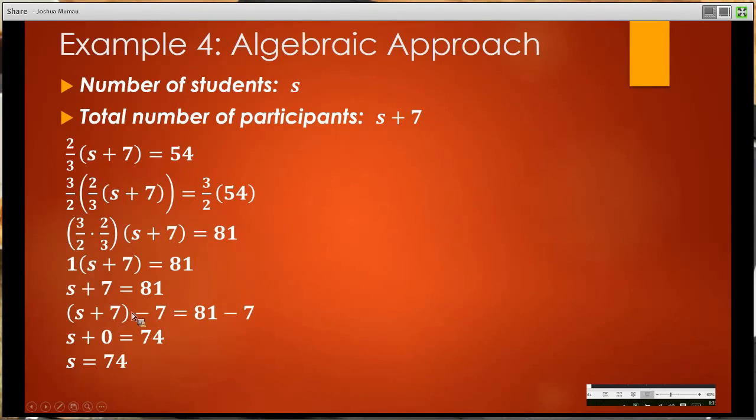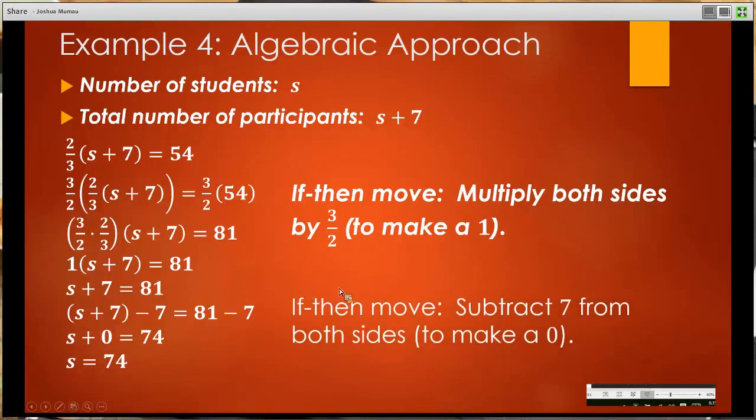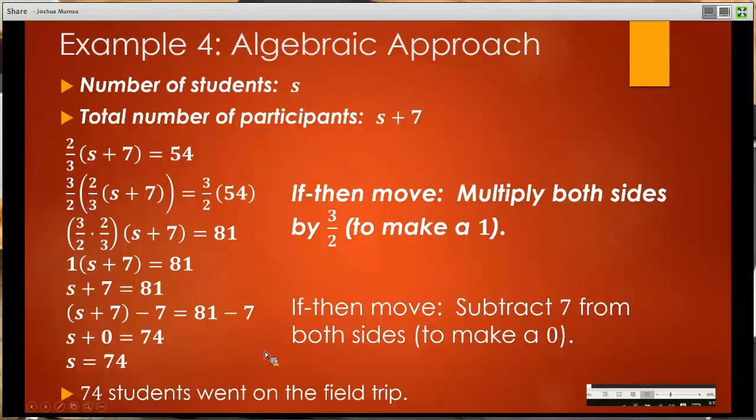We subtract 7 from both sides. When we do that, we get S by itself. We get S equals 74. So our first if-then move, we multiplied both sides by 3/2. Our second one, we subtracted 7 from both sides. And finally, we had 74 students that went on the field trip.